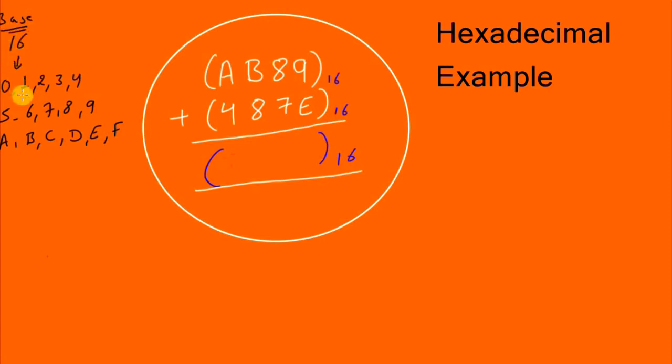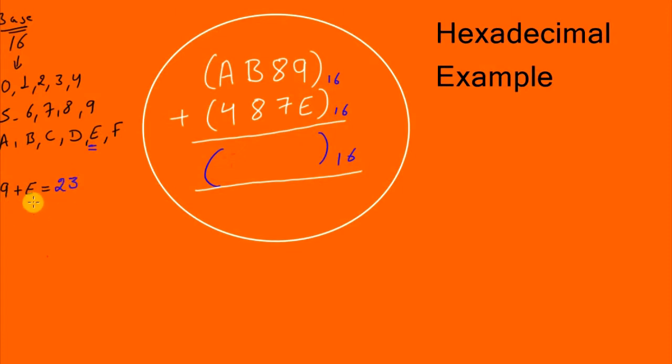Base is 16, so you have a total of 16 digits: 0, 1, 2, 3, 4, 5, 6, 7, 8, 9 up to 15. So in total it becomes 16. Now the numbers that you have here are 9 plus E. The first digit is 9 plus E. Now tell me what is 9 plus E. 9 is your 9. E is how much? E is 14.